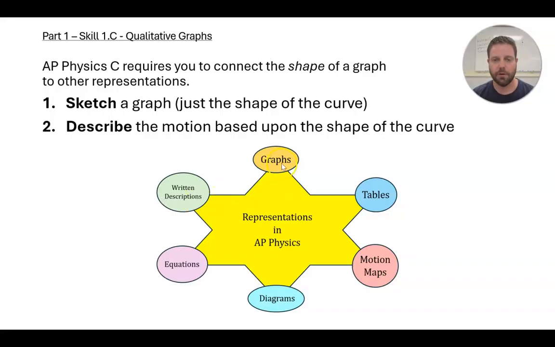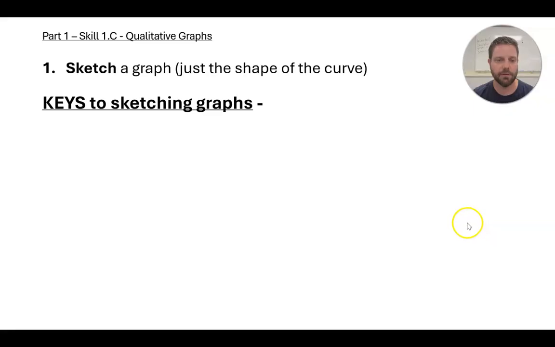So for our focus here on qualitative graphs, given any of these other representations, we should be able to generate a sketch of a graph. If you're given a sketch of a graph, you should be able to generate these other things, which most relevant is the written descriptions. So let's look at sketching the graphs first.